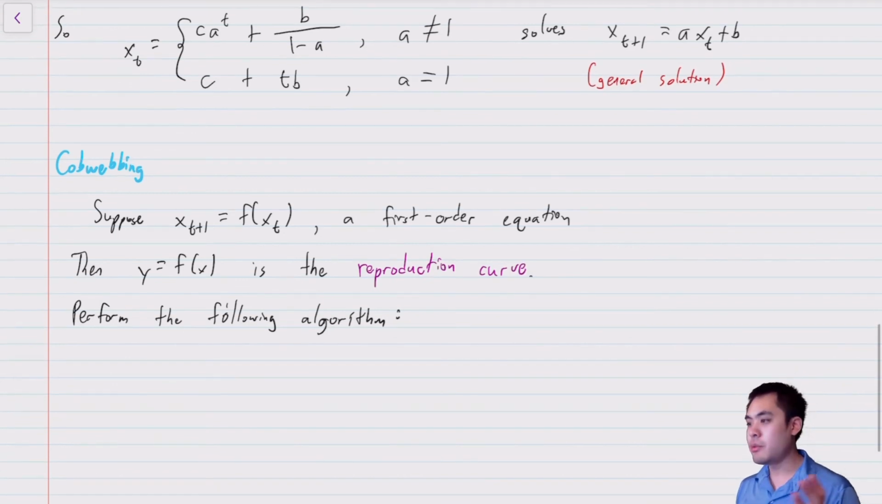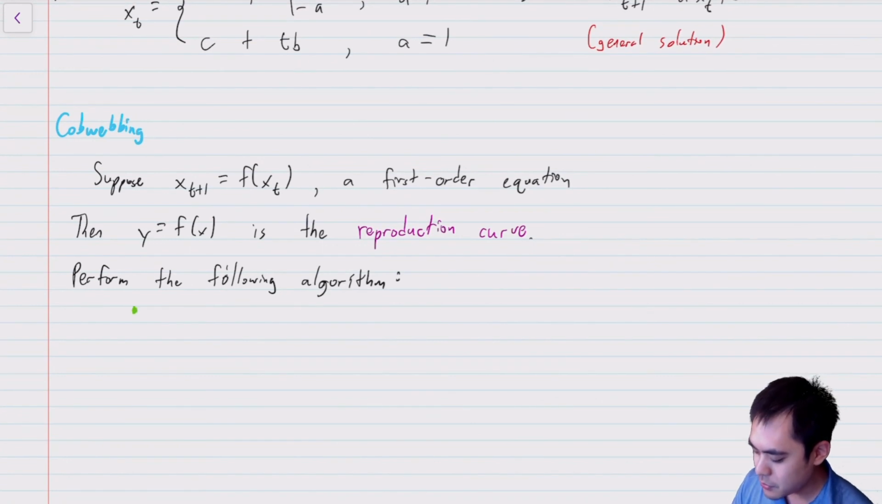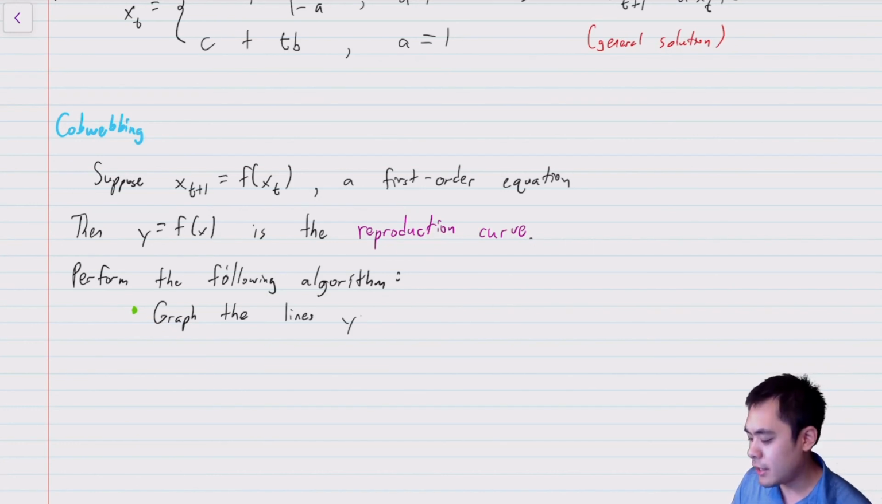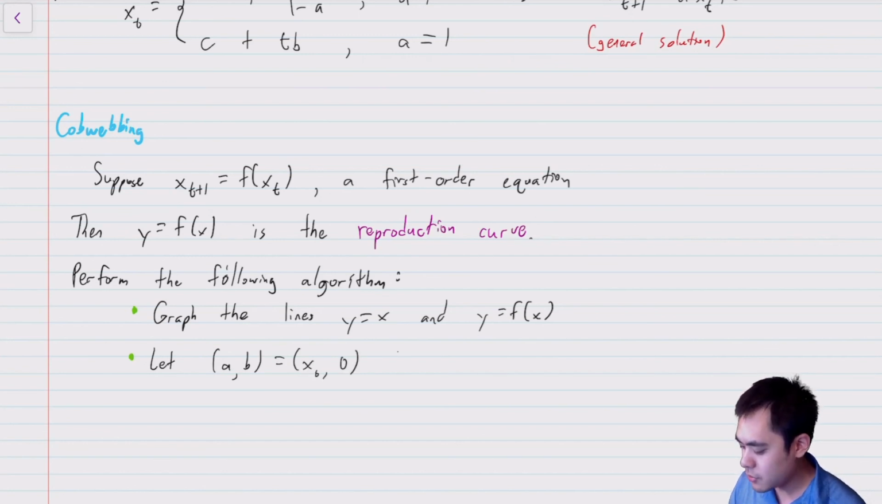And you can do this by hand, but we will also be discussing doing this by computer, since it turns out that these sorts of steps and the sort of graphing is often a lot easier with computer assistance. So the first thing we'll do is let's graph the lines y equal x and y equal f of x. Then we're going to let our initial points, let's call them a, b, just for now, be equal to x naught and 0, be the starting point on our diagram, starting point on the graph.